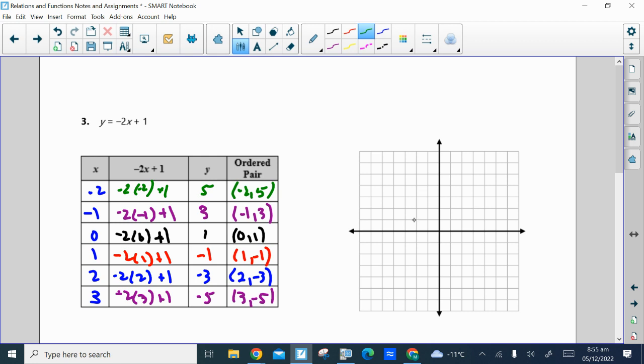So negative 2, 5. Negative 1, 3. 0, 1. 1, negative 1. 2, negative 3. And 3, negative 5. All those points line up.